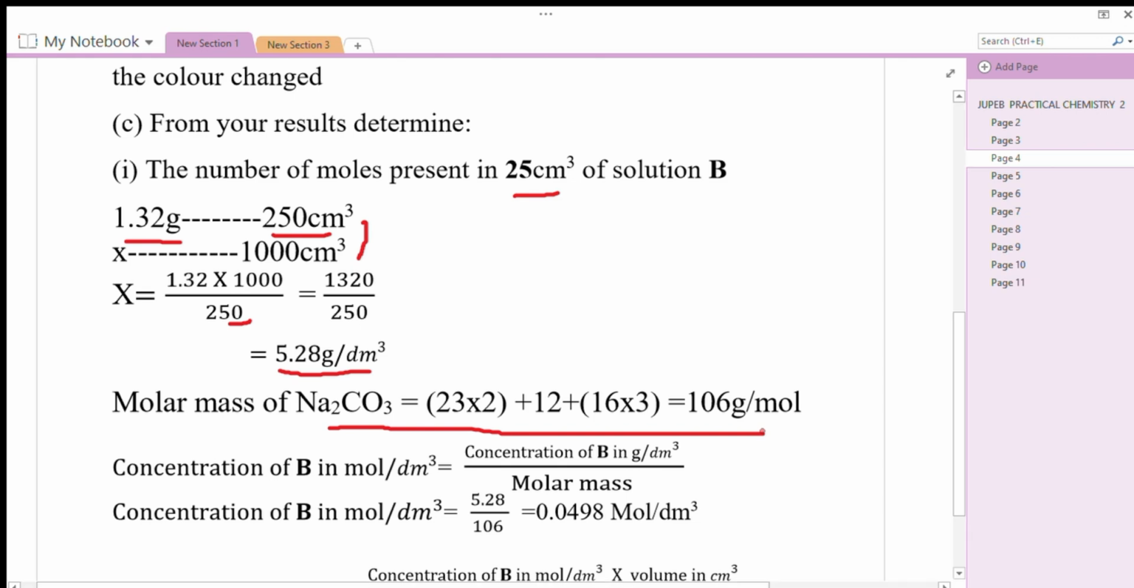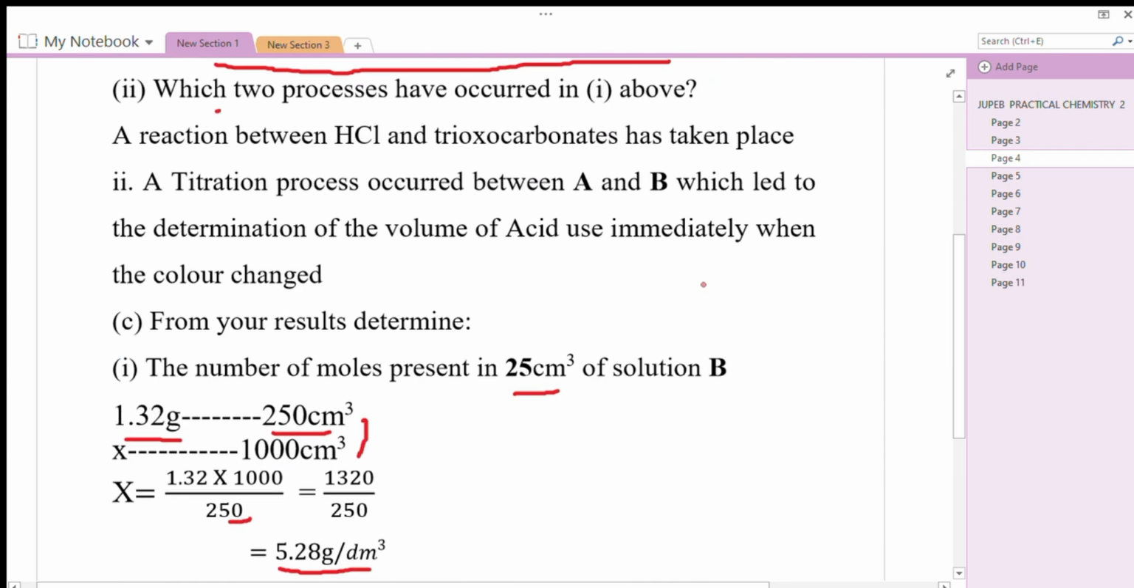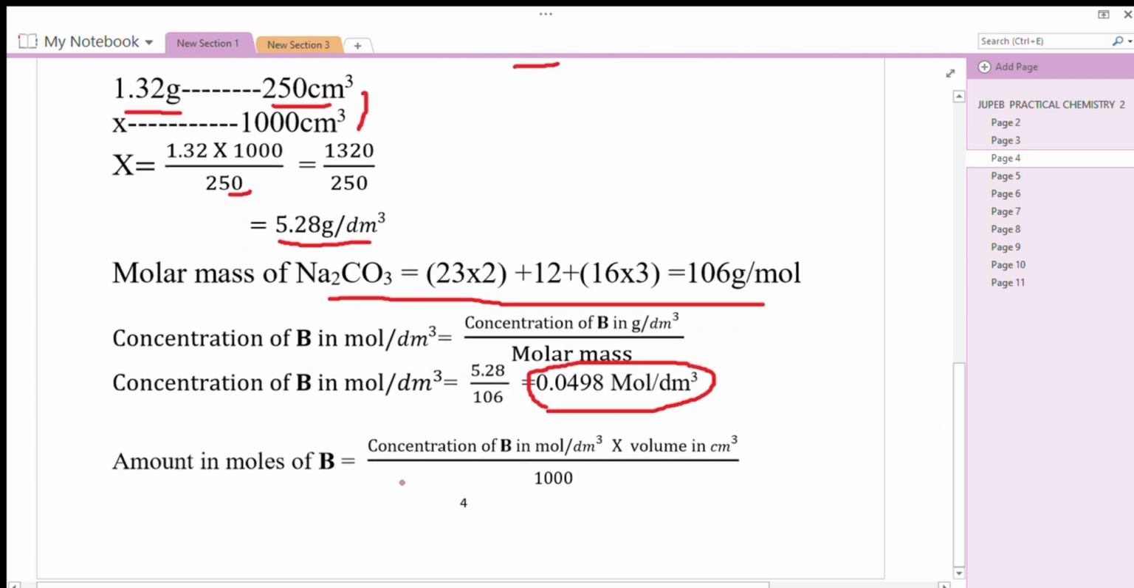Now, when you do that, bring in your formula, which is conc in mole per dm cube equal to conc in gram per dm cube over molar mass. Then you have the conc in mole per dm cube of B. But that's not what we are asked. We are asked to calculate the number of moles. The formula for calculating the number of moles is amount in mole equals conc in mole per dm cube multiplied by volume over what? Over 1000. Remember, the volume of B is going to be 25.